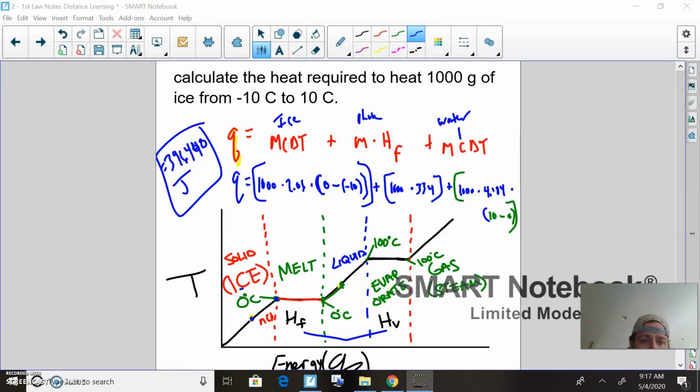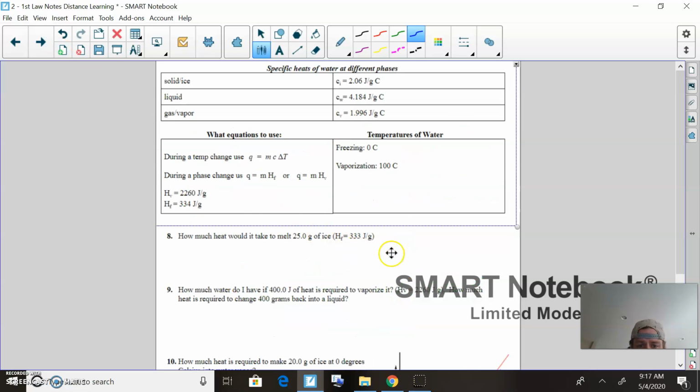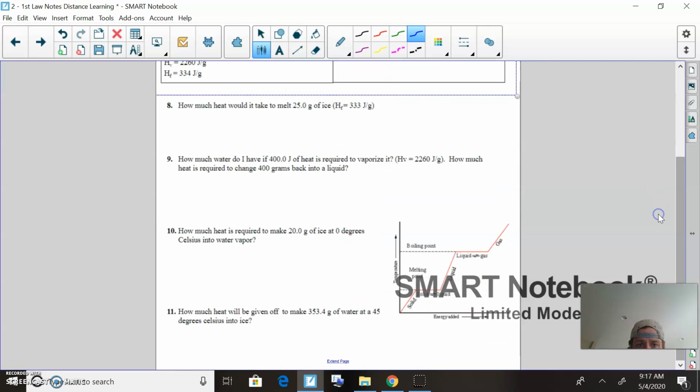Okay, so I got 396,440 joules to move that piece of ice into water. Okay, so that's how much energy is required to do that. Now, when you go to your worksheet, what you need to know is you need to figure out where am I, all right?